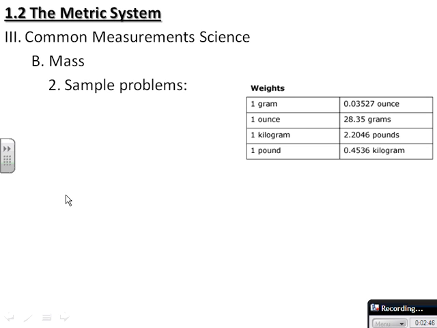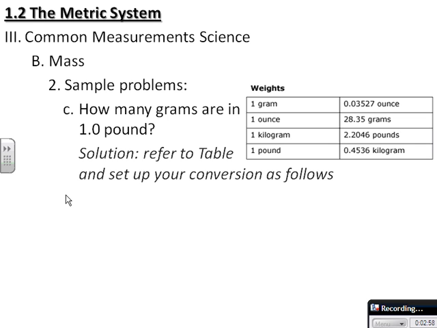Here's another sample problem, and this is another example of going from the metric system to the English system. This question is asking how many grams are in 1 pound. Well, that is not a simple conversion, but we can make it more simple, like we did with the one where we converted from miles to kilometers. So we want to refer to our table, and find a conversion factor to use to convert from grams to a pound.